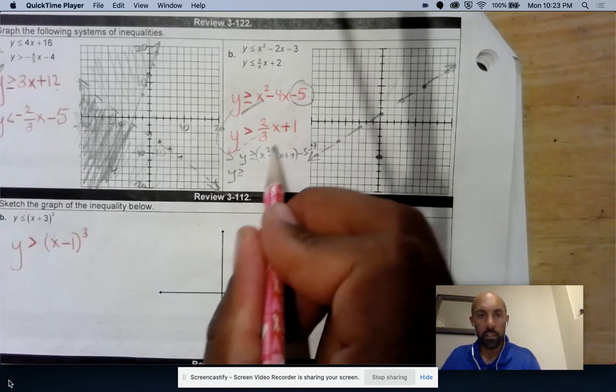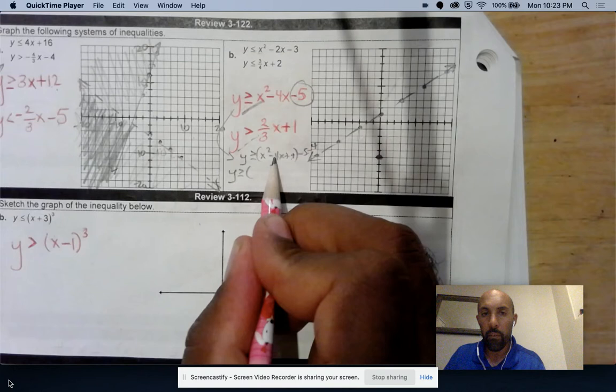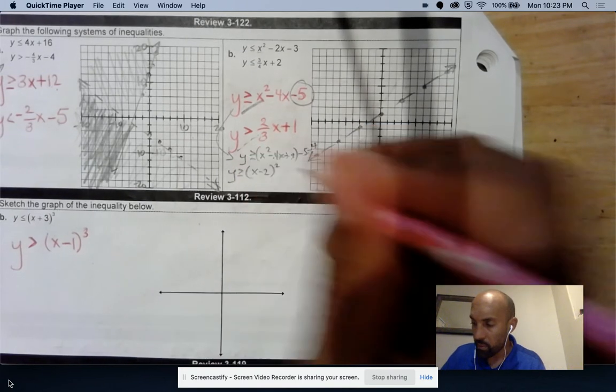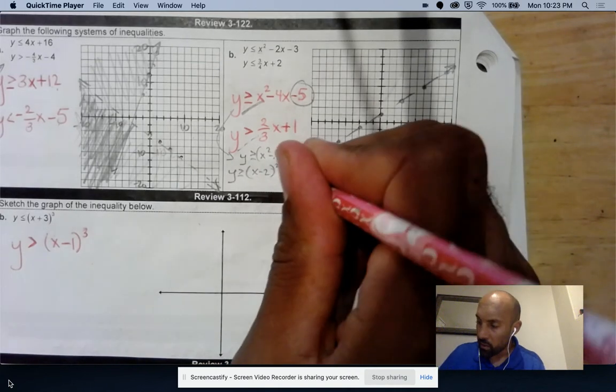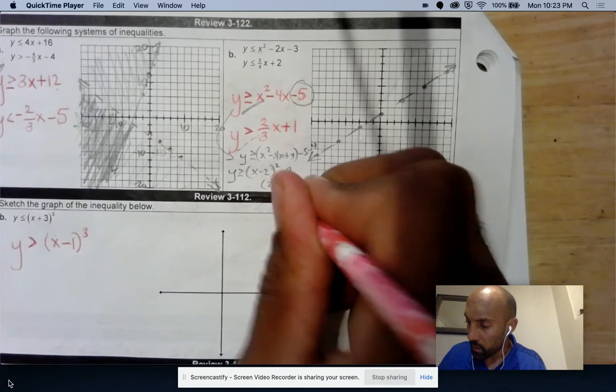And then I want to factor this. And remember, if you remember the shortcut here, I basically take half of that number. So if it's negative 4, this will end up being x minus 2 once I factor it. And then negative 5 minus 4 is negative 9.